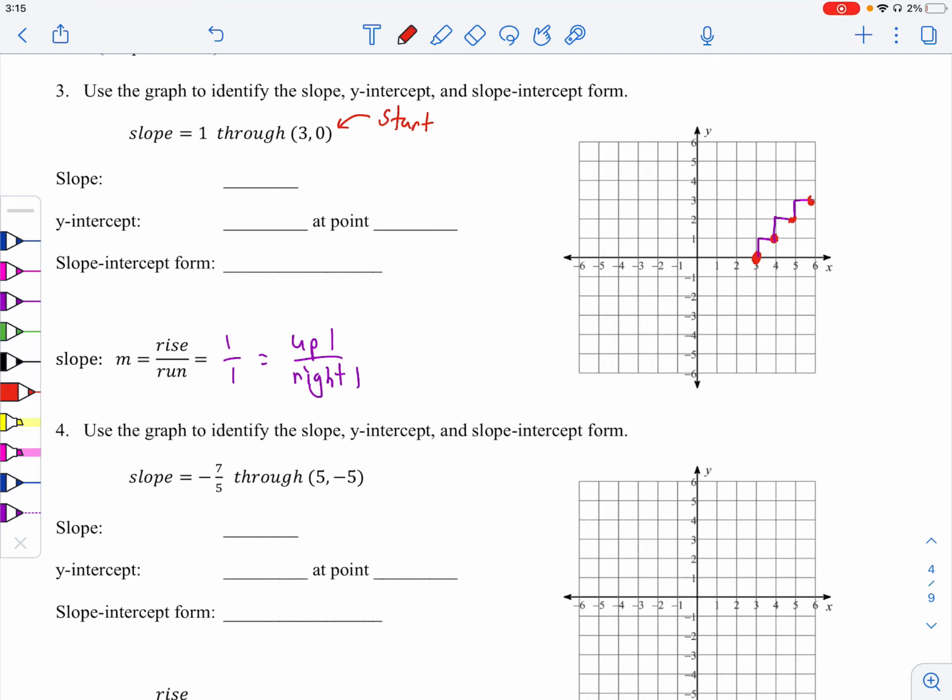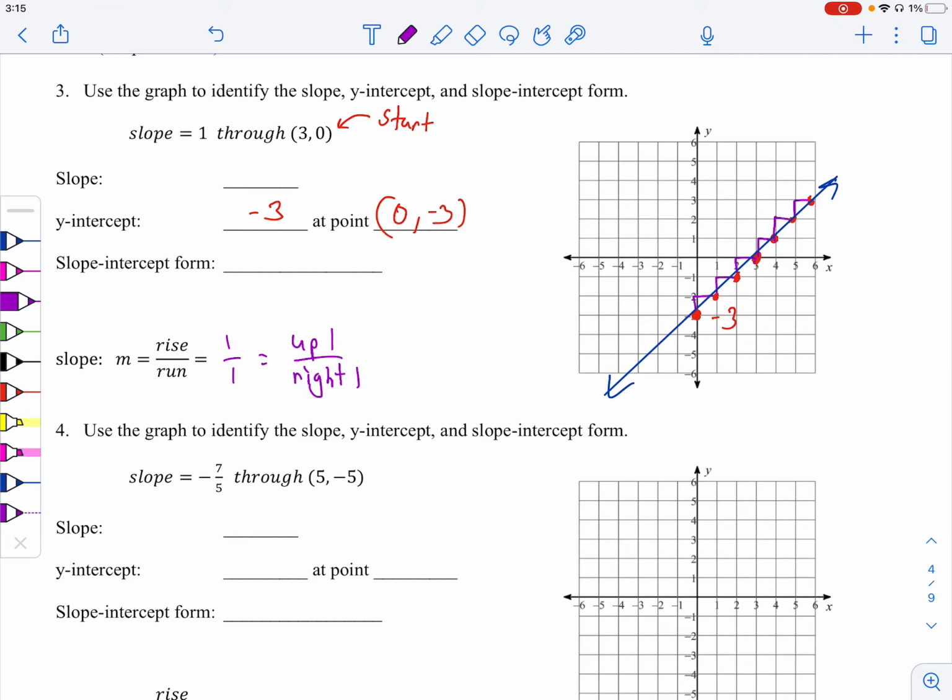And then we have to go the other way to get to our y-axis. Right? So follow the pattern till we get to our y-intercept, which is right there, -3. We can draw a line. It'll go right through it. So -3 is our y-intercept at point 0, -3.